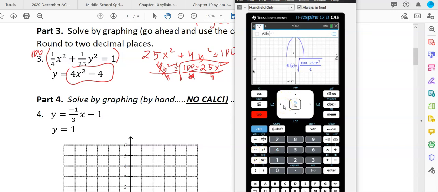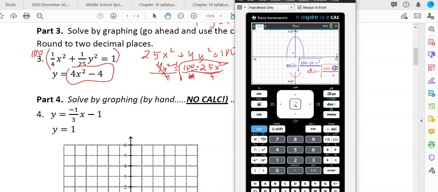Let's go and graph it. Tab. Graph the other equation, so do the negative of that. So the negative square root of 100 minus 25x squared, over 4.